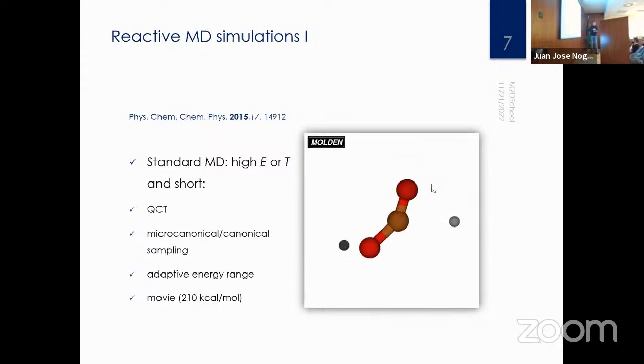Basically, what we do is we do both things, low energies and high energies, and then we analyze everything and merge everything together after. It could be possible, but we don't do that here. We use an energy range, which is an adaptive energy range. By adaptive, I mean that depending on the reactivity, you put the boundary in a different position, because you want some reactivity. Obviously, if you run 100 trajectories and you don't find anything, you change the boundaries. And this is done automatically also.